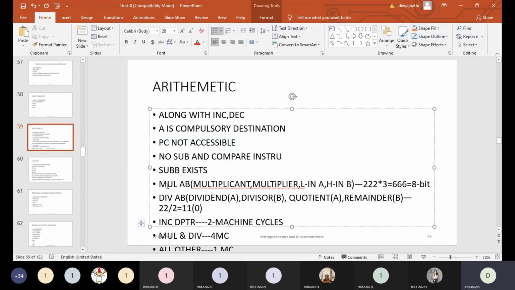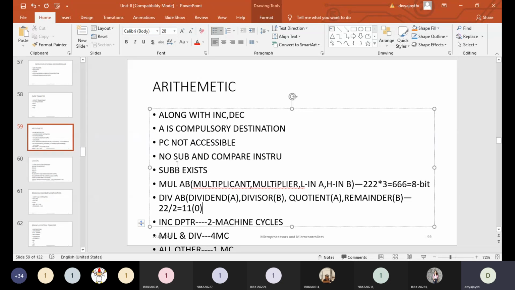Why am I explaining these two in detail? The remaining instructions are as usually discussed for the microprocessor, but these two are a little different. How we think of multiplication and division or do it by hand in mathematics will differ when it is implemented in the processor or the controller. That's why I'm concentrating more on multiplication and division.